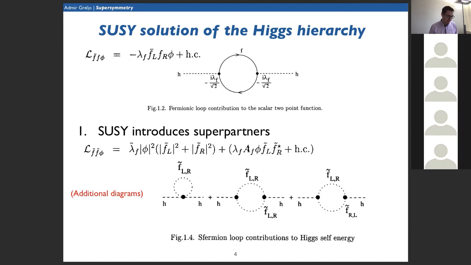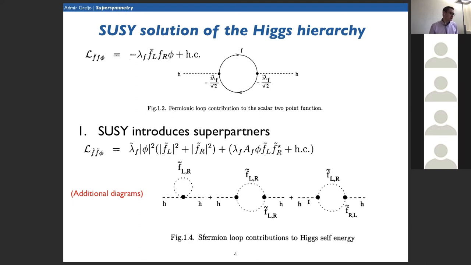This is called soft breaking because it goes with a relevant operator. Relevant meaning dimension less than 4. In fact, this is dimension 3 because this is a scalar, and A has mass dimension 1. So the point is that at very high energies these operators will not be so important, but at very low energies they are relevant. This is called soft breaking.